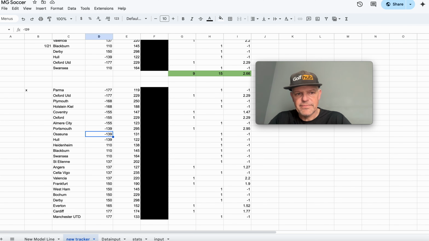Now, if you look at what happens by doing that, it shows the teams that had the highest line via my model, anywhere from minus 177 up top all the way down to plus 177. Now, what's really cool is what we do next.